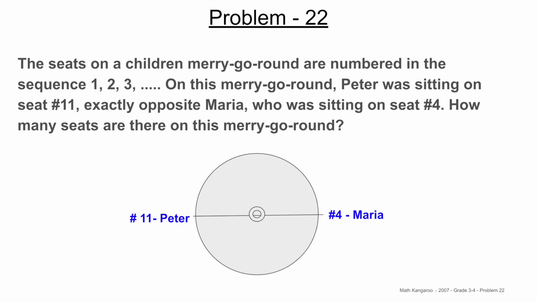Now the number of seats between them going in one direction is 5, 6, 7, 8, 9, 10 and 11. This means we have 6 seats in between: 1, 2, 3, 4, 5, 6. Since we need 6 numbers on one side, to keep it even, we also need 6 numbers on the other side.